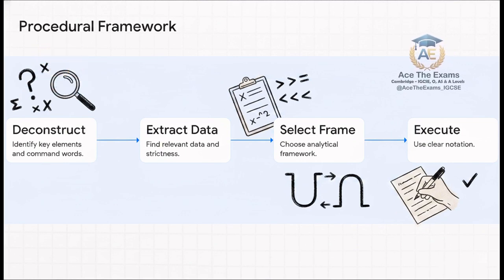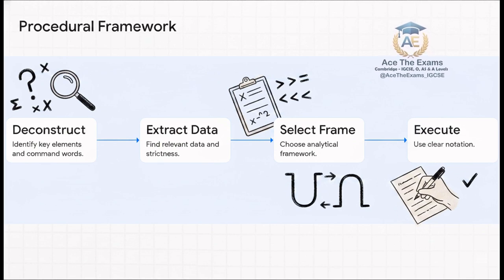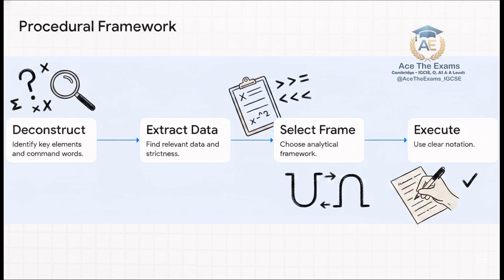Step 1, deconstruct the question. This is where Sam went wrong by rushing. You have to ask, are they commanding you to solve graphically or algebraically? Circle that command word. Step 2, extract relevant data. What exactly is the inequality? Is it greater than or is it strictly greater than? That one tiny detail changes everything about your final format.